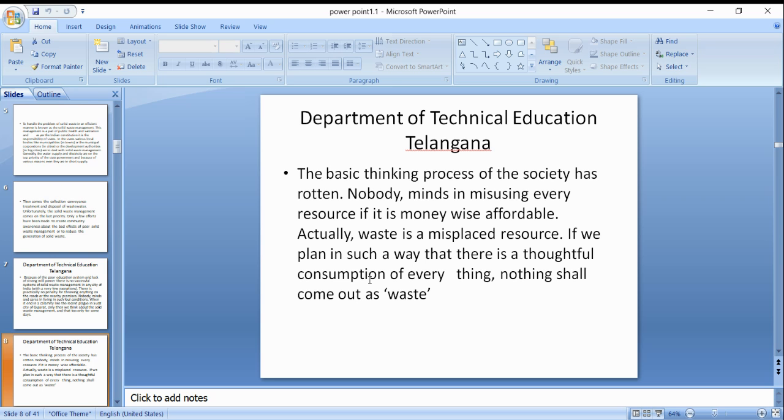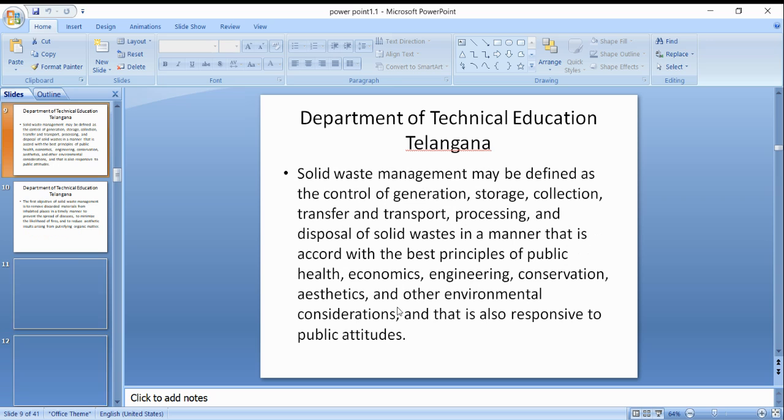So if we plan in such a manner that there is a thoughtful conception of everything, nothing shall come out as a waste. We should plan that every waste should be recyclable. If we plan like that, then that waste will be useful in such a way that it can be reused. So it will not pollute.